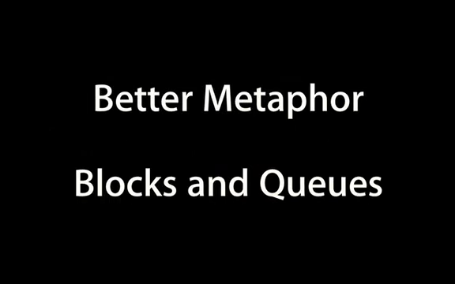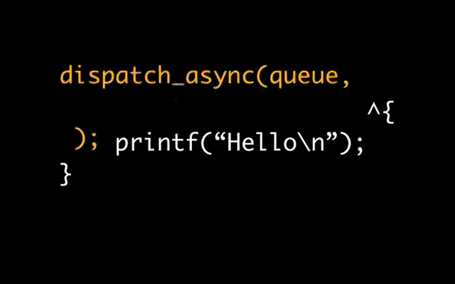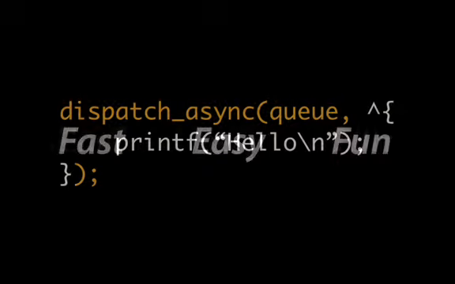So moving on to easy, as I was talking about, we have a great metaphor. We have blocks and queues. They're very easy to think about, very easy to use. And again, something you'll be using a lot of, a basic block. You're going to be sliding in a dispatch async in a queue, and you're going to be running a lot of code concurrently really easily.